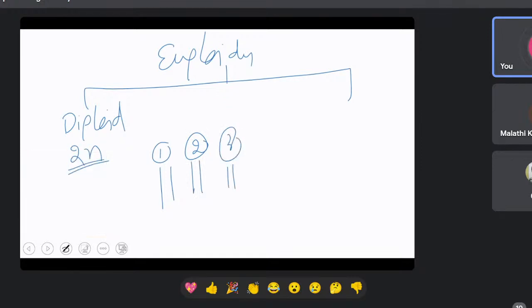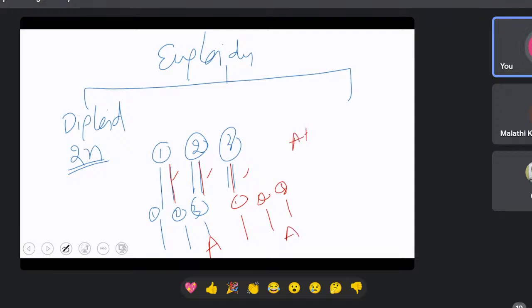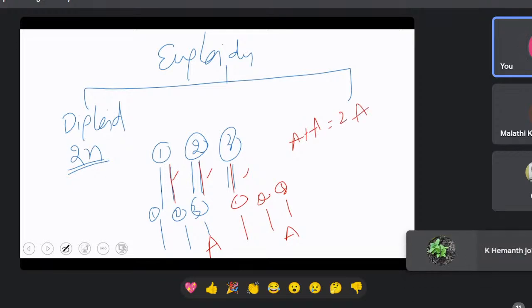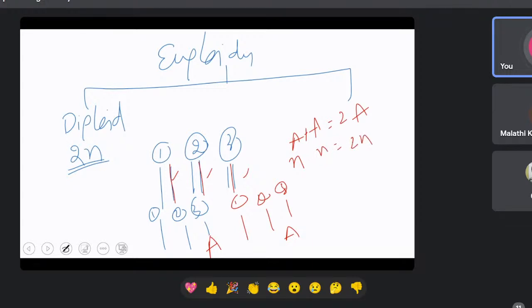So here, in these three, the first ones are from father, isn't it? All the blue marked ones. And the second ones, these one, are from mother. So this is one set. I am denoting it as A, and this is another set, A. Thus I have A plus A, 2A. I can name it as N also. Then it is 2N. So I have two sets.